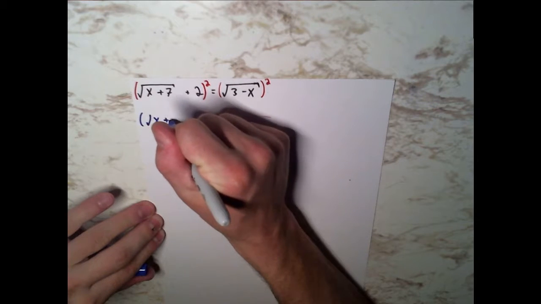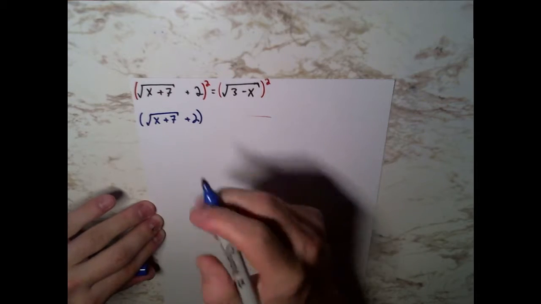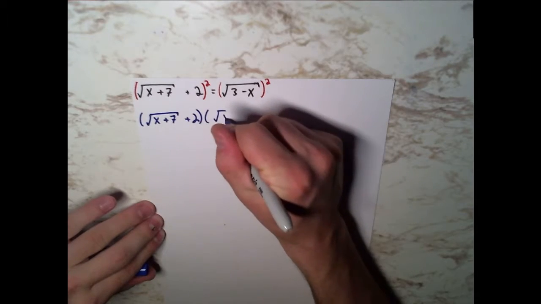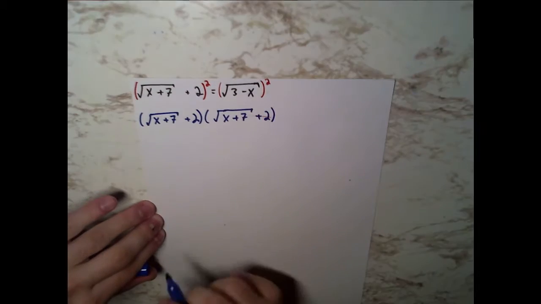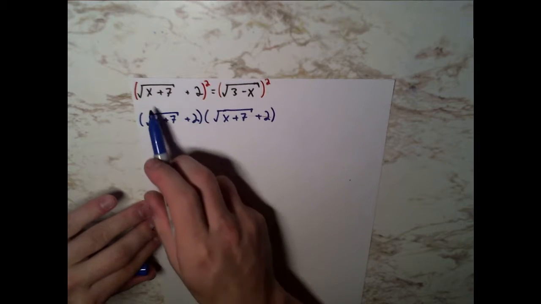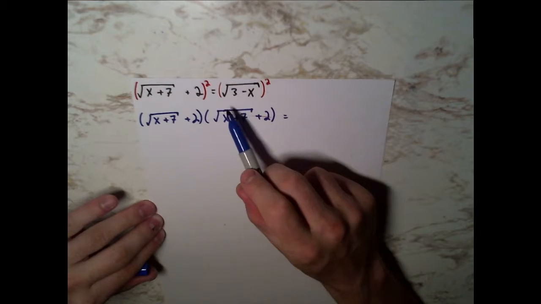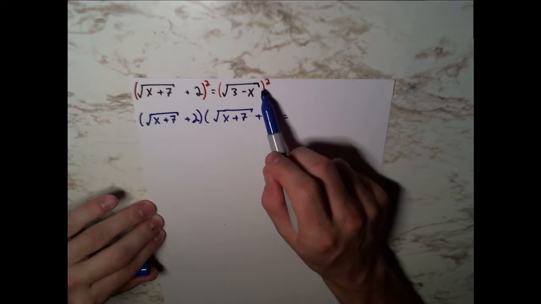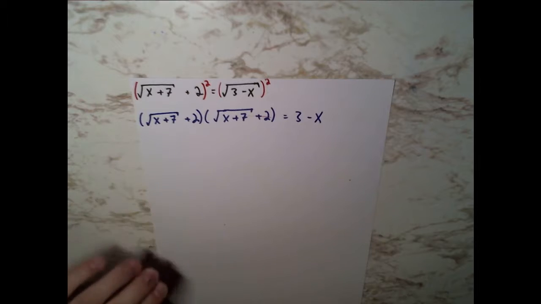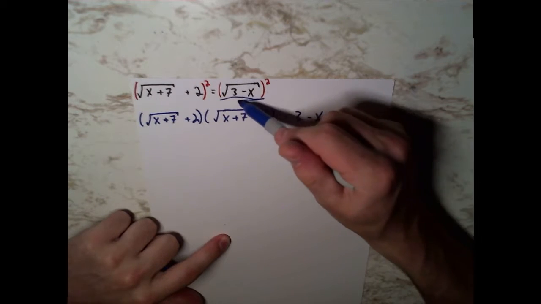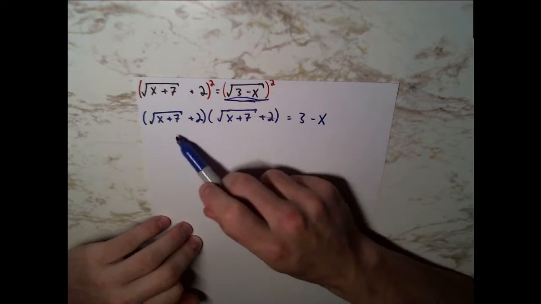So we have root x plus 7 plus 2, and this is squared, so we're actually going to have two of them, times root x plus 7 plus 2. So this is our left hand side. We just rewrote this twice, and then this is equal to root 3 minus x, and all of that is squared, so we're actually just going to end up with 3 minus x. So it's nice that over here on this side of the equation we were able to take care of this root, but now we have a little bit of work to do over here.